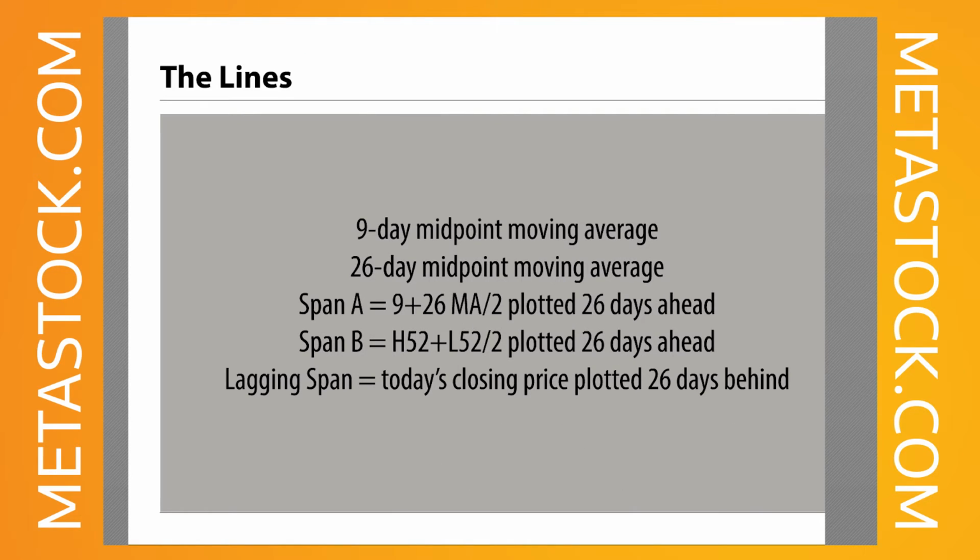So just a final recap of the lines that you're looking at. It's the 9-day midpoint, the 26-day midpoint, the 9 plus 26-day moving averages plotted 26 days ahead. The highest high plus the lowest low over a 52-day period, plotted 26 days ahead. And finally, today's closing price, plotted behind today's price action. So those are your 5 lines that make up the system.